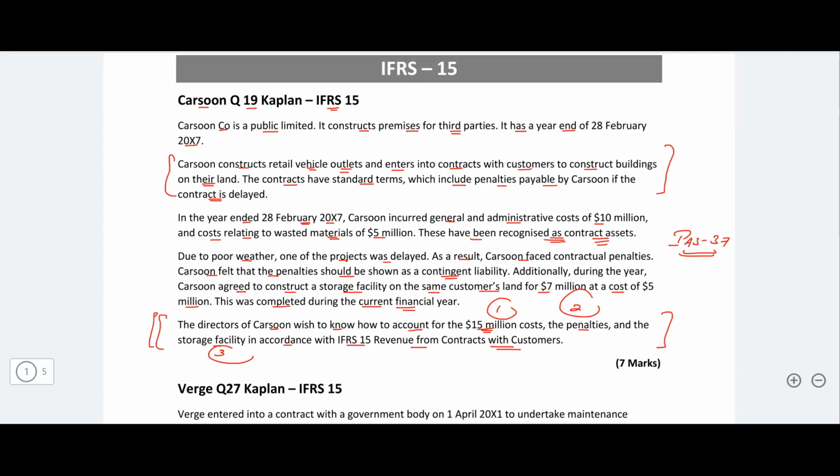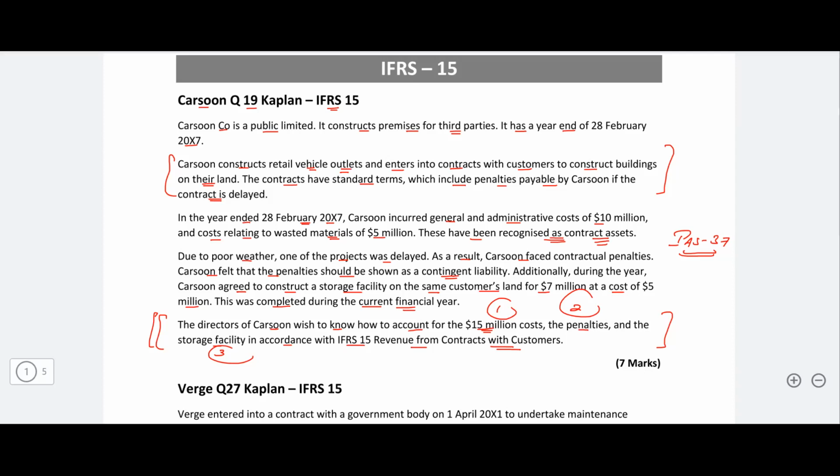But usually this is not mentioned. The customer is not supposed to pay you the general and administrative cost because this is a fixed cost of your business. Similarly, the wasted material is obviously your mistake. The customer is not going to oblige you for that 5 million, unless that is mentioned within the contract. For example, if you're doing something difficult and the customer agrees, okay, I'll be paying for the wastage as well, then that is a different case. But usually no one pays for wastage because that is your fault and your incompetence. So this 15 million, 10 million plus 5 million, is going to be expensed out.